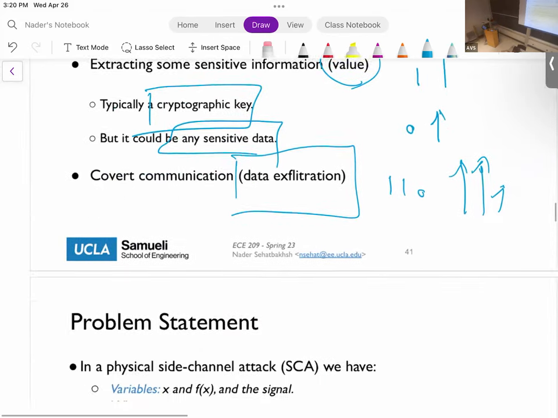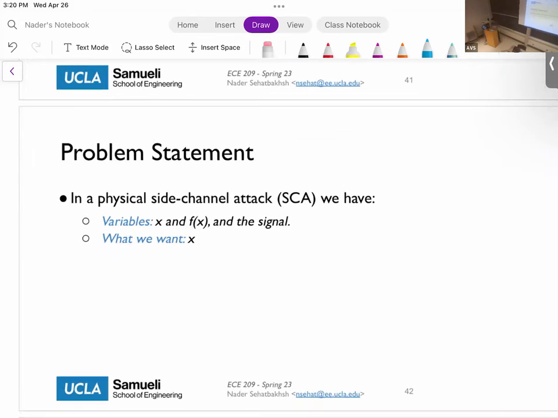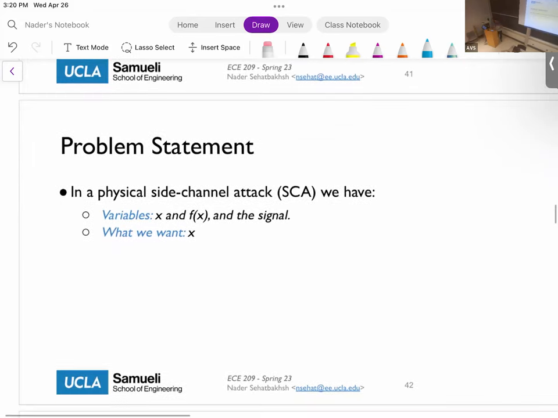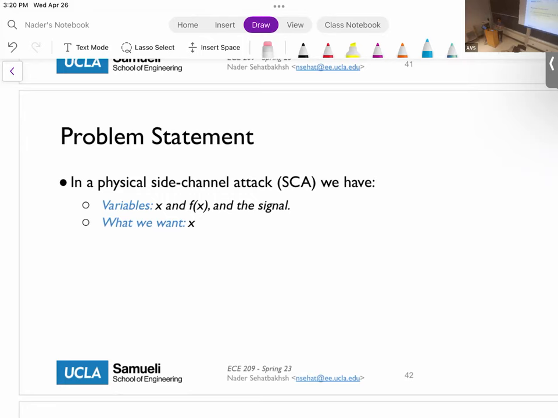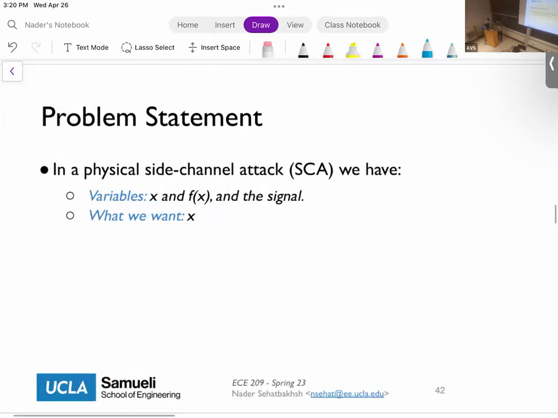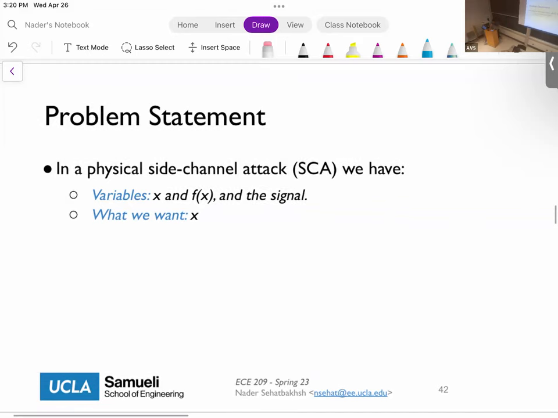Okay. So let me go a little bit more formal and define this a little bit better. In physical side channel attacks, SCA, we have an X and F of X. So we have an input that we're really interested to know about, and this X goes through some form of function. For example, in a crypto algorithm, the F of X is an AES algorithm or an RSA algorithm, but as I said, it could be anything else. What you're really interested in knowing is this X. As an adversary, you're trying to find this.